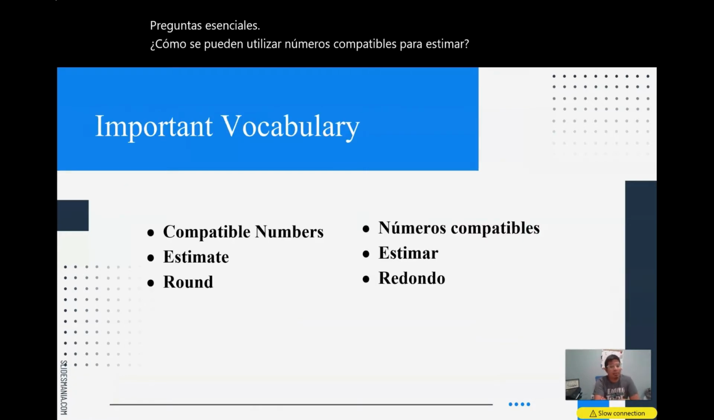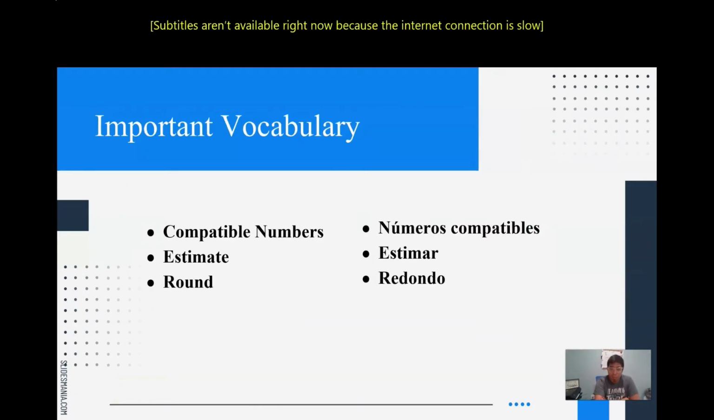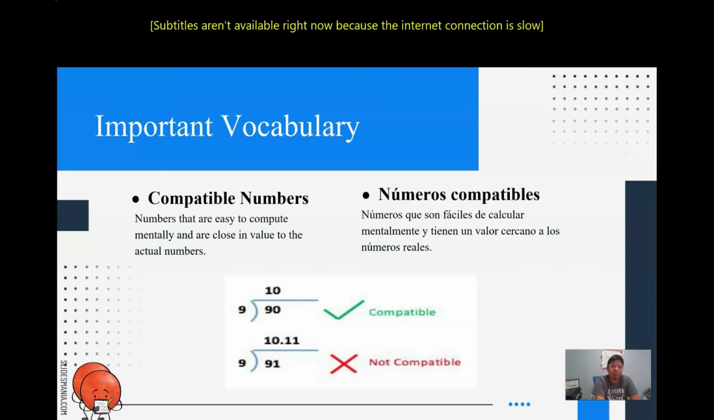Important vocabulary. So we have 3 new important vocabularies: compatible numbers, estimate, and round. Well, technically you only have 2 new vocabularies because you know what rounding is, but we'll go over it just in case you don't remember.